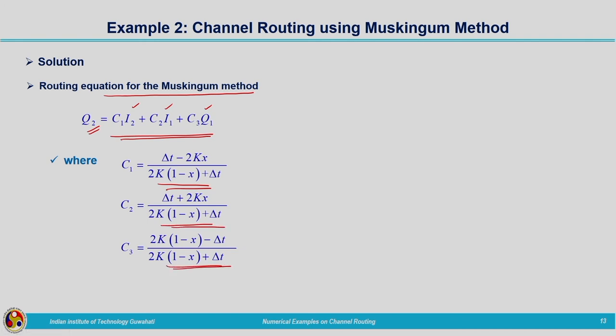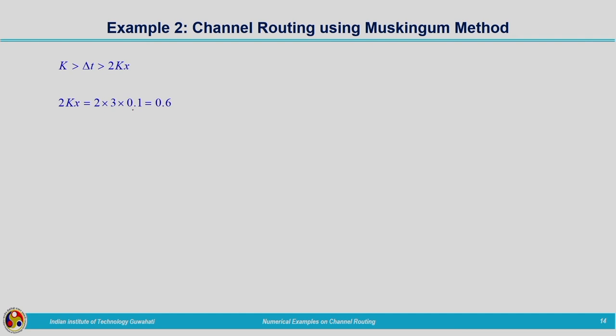Now we need to compute these values corresponding to K, X and delta T. K and X are given to us, delta T is also given to us. Before making use of that delta T value, we can check whether it satisfies the condition corresponding to delta T. The condition is that delta T should be between K and 2KX, that is K greater than delta T greater than 2KX. K value we know, X value we know. So, this we need to check.